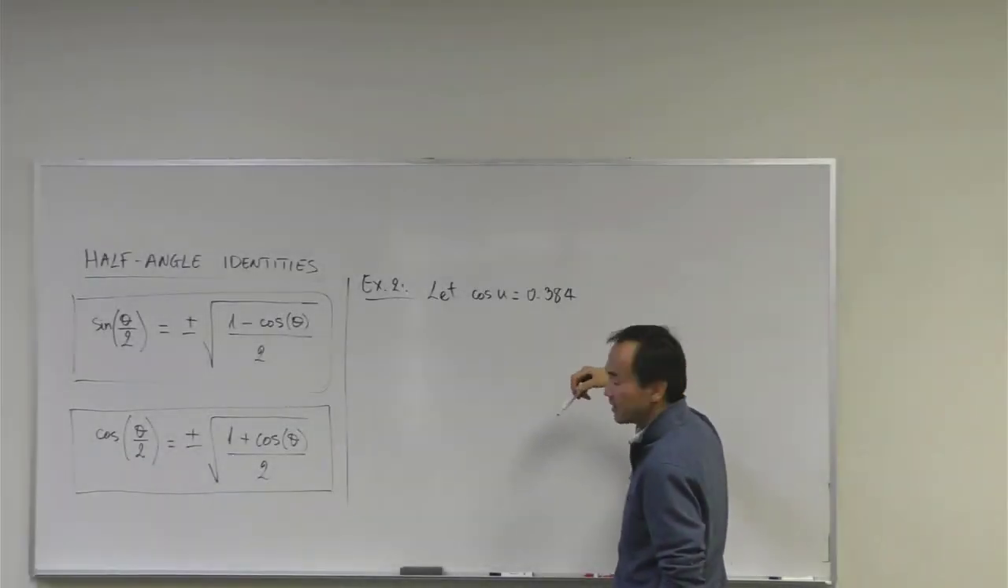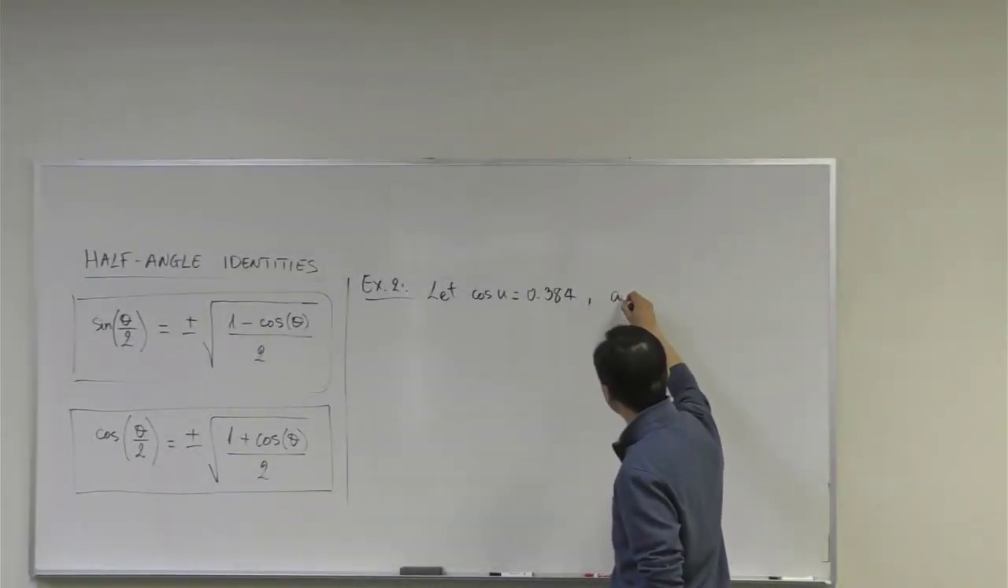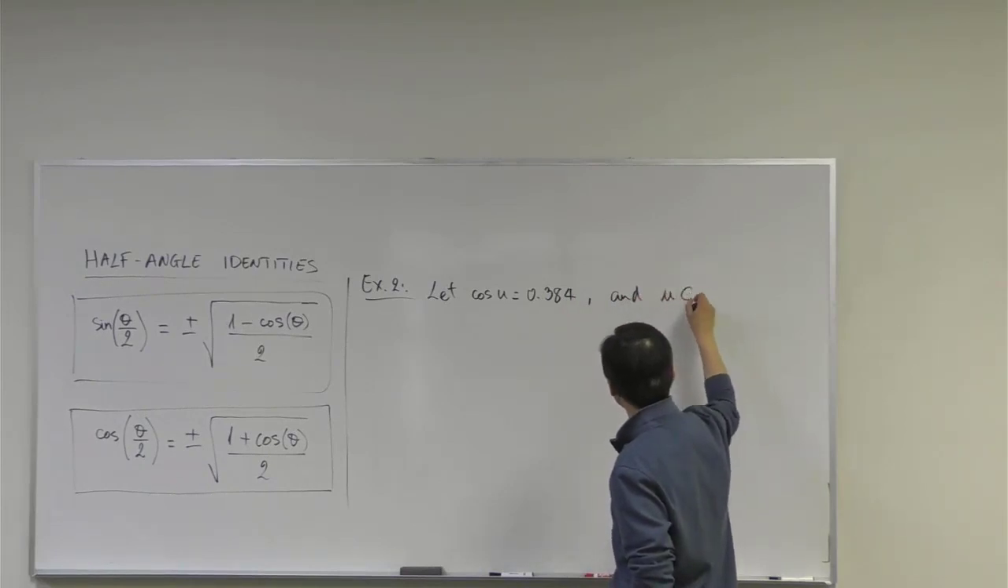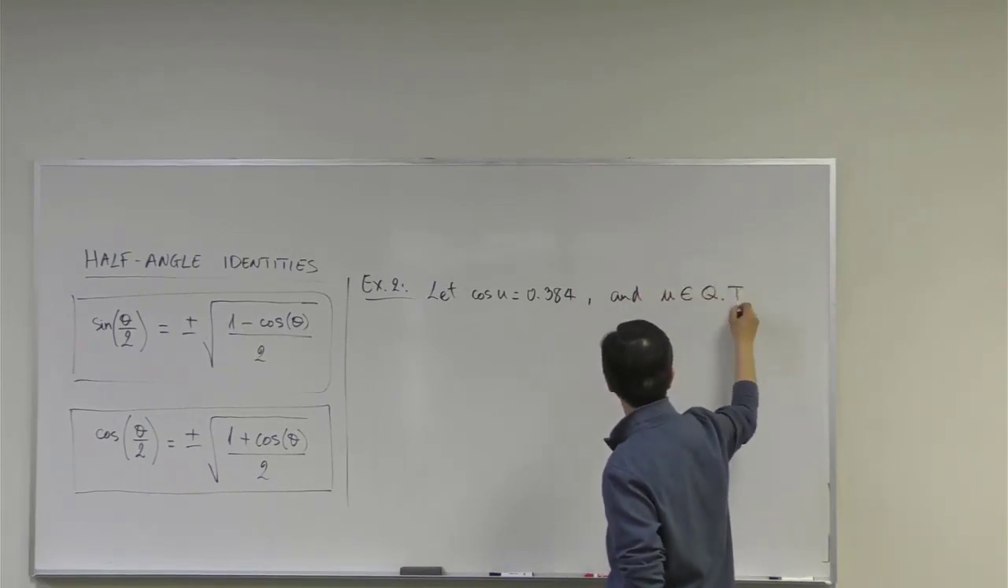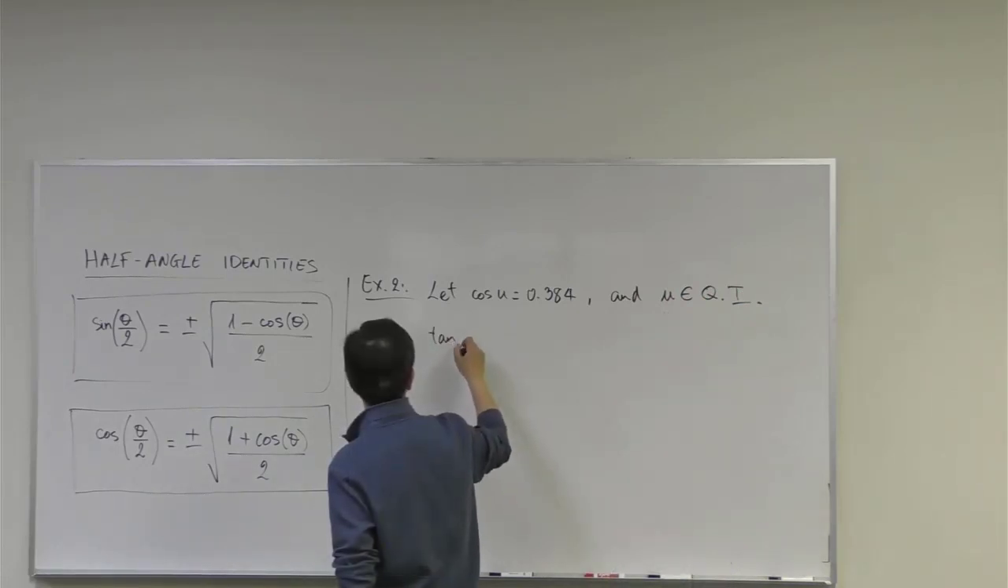All right. So there's another kind of problem that I want to introduce as an example. Tangent of u over 2. So u is the angle.